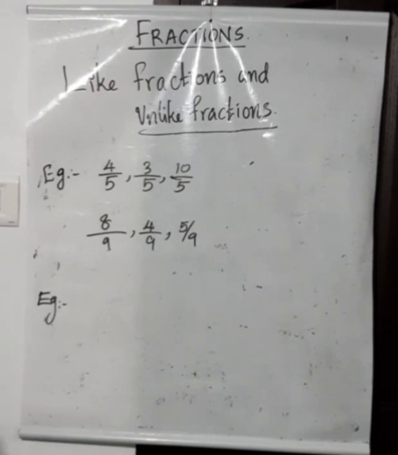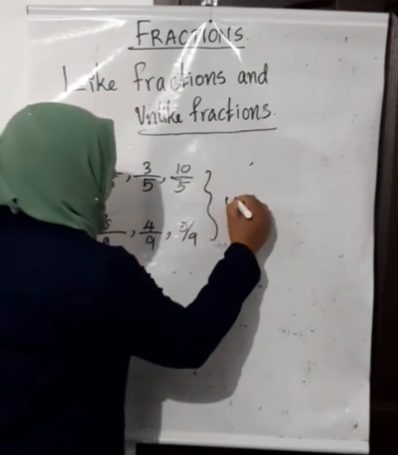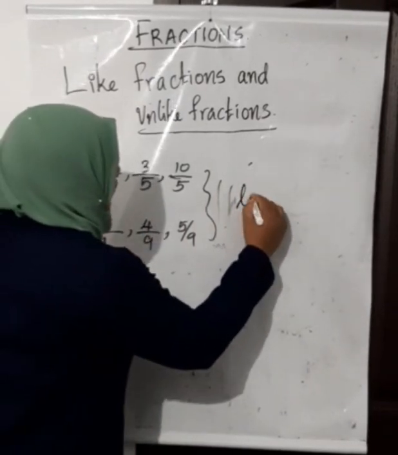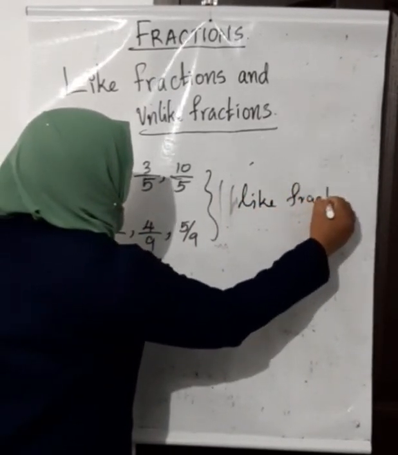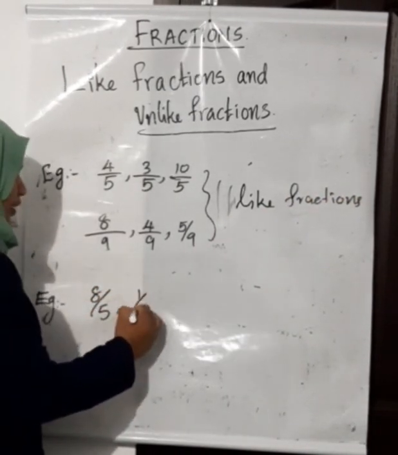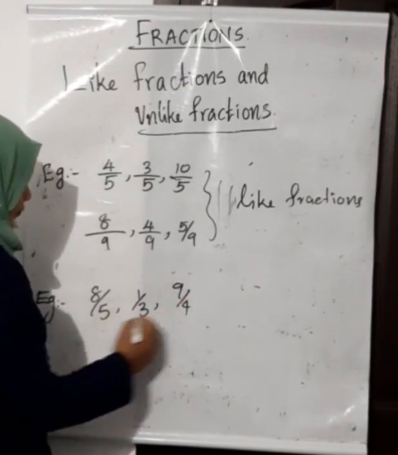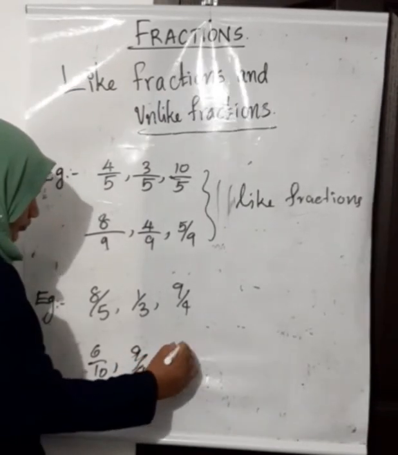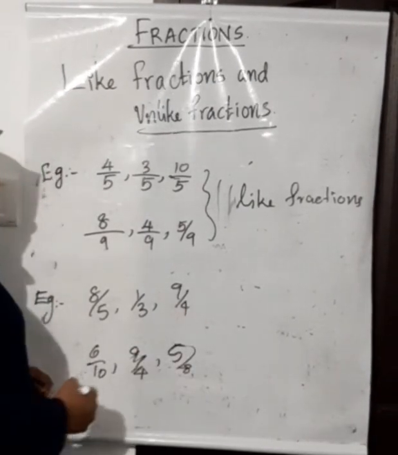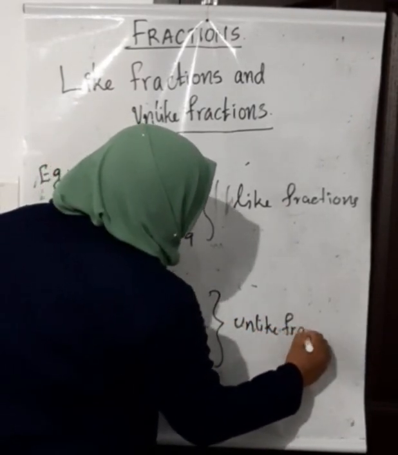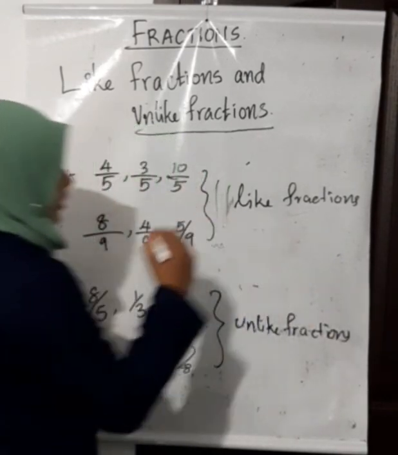Yes, we can say. So how will we say an example for unlike fractions? So these are the example for like fractions. Then what are the example for unlike fractions? 8 by 5, 1 by 3, 9 by 4. Then one more set, 6 by 10, 9 by 4, 5 by 8. So these all are unlike fractions because their denominators are different.